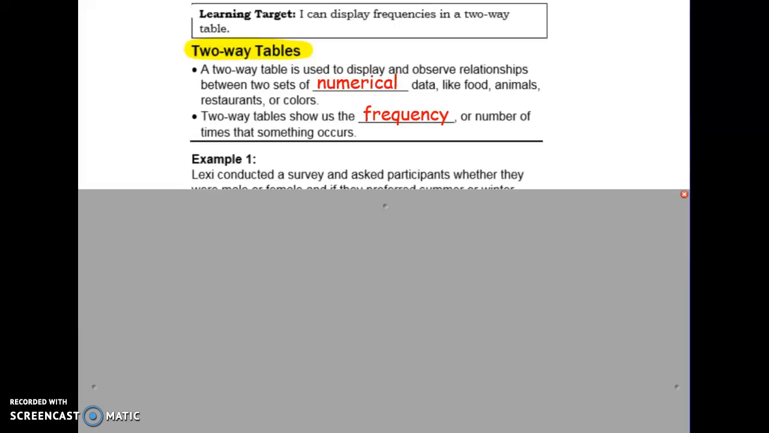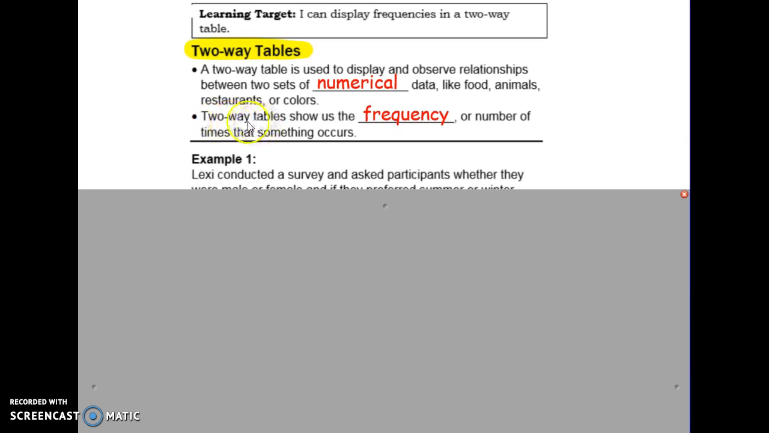Okay, ladies and gentlemen, this is section 8.5, and it is all about two-way tables. Two-way tables are used to display and look at relationships between numerical sets of data. You might have data collected from food, from animals, from restaurants. You might even have colors. There are lots of different categories that we can look at to gain our numerical data.